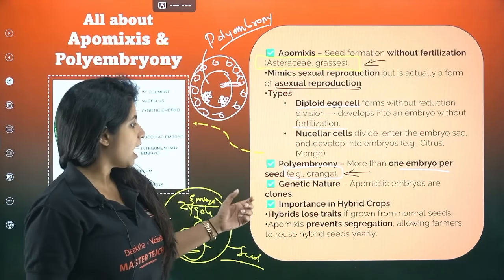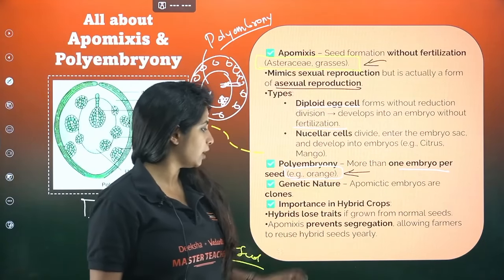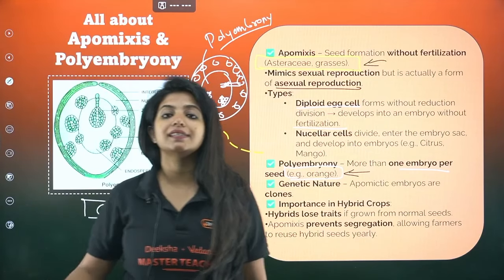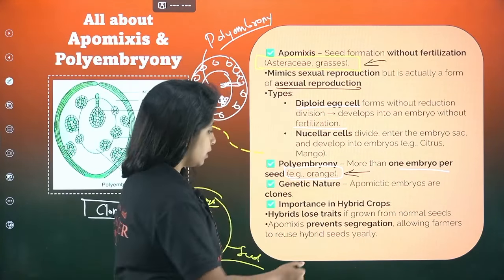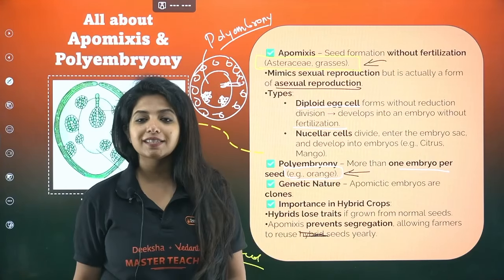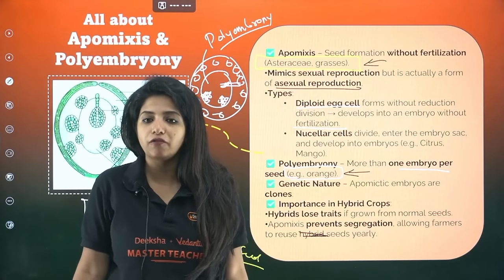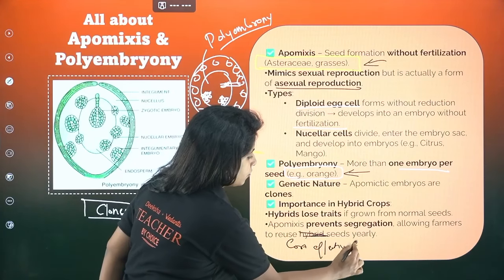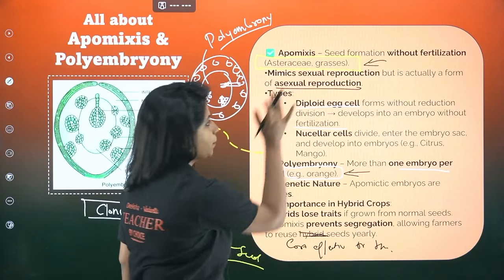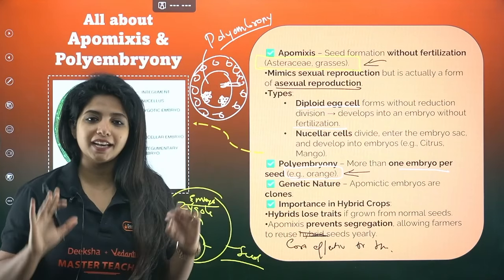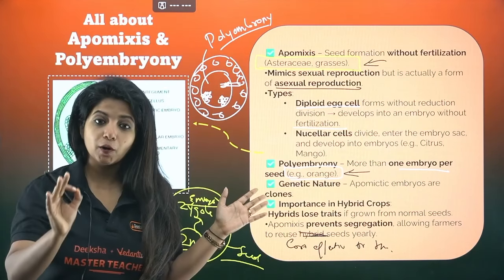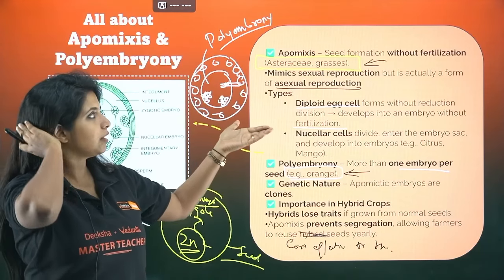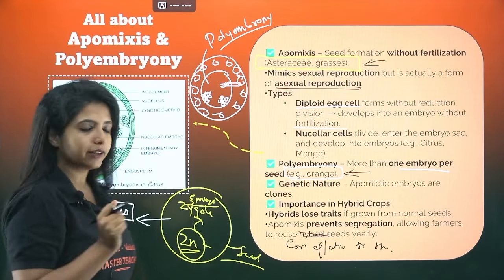So the importance: a hybrid loses traits if grown from natural seeds. Apomixis prevents segregation, allowing farmers to reuse these seeds every single year. That is, it is cost effective for them. So this is apomixis and polyembryony as well. A polyembryony example is citrus fruits, for example orange, mango and things like that. Apomixis in general, the example will be Asteraceae as well as grasses.